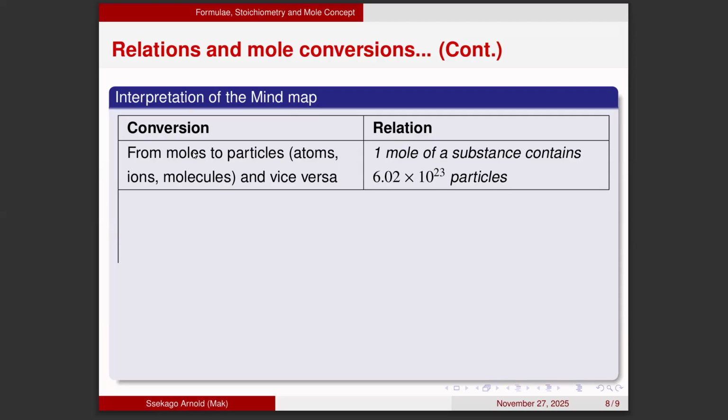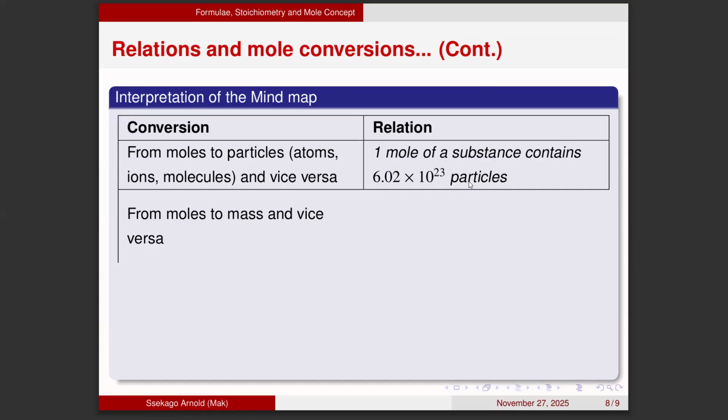If you want to convert from moles to particles, the particles can be atoms, ions, or molecules, and vice versa. Vice versa means you want to move in the opposite direction, from particles to moles. What do you use? 1 mole of a substance contains 6.02 times 10 power 23 particles. Those particles can be atoms, ions, molecules, etc.